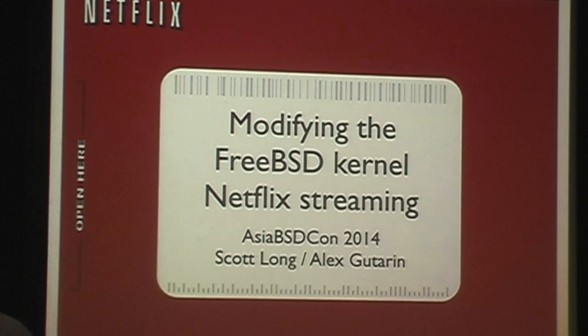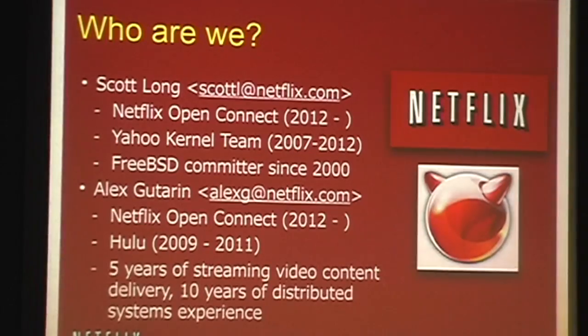Okay, please get started. Hi, my name is Alex Gutarin, and I'm going to kick off the presentation by talking about Netflix and our project, Open Connect, the content delivery network for delivering Netflix's content. And then I'm going to hand over the presentation to Scott, who's going to talk about the specific changes and improvements that we've made to the FreeBSD kernel to support our scenario.